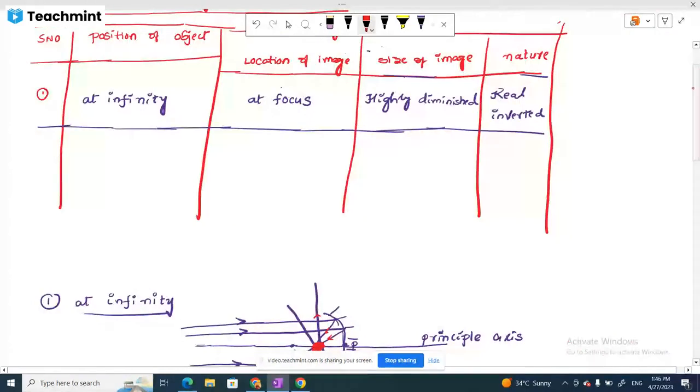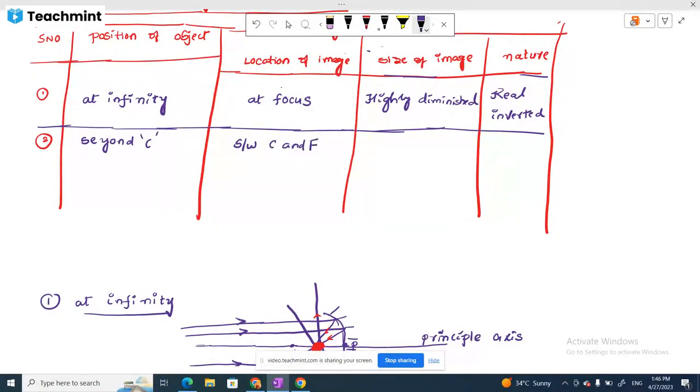Second point: we place the object at infinity, beyond C. If we place the object beyond C, where is the location of the image? The image is located between the center of curvature and the focus, between C and F.